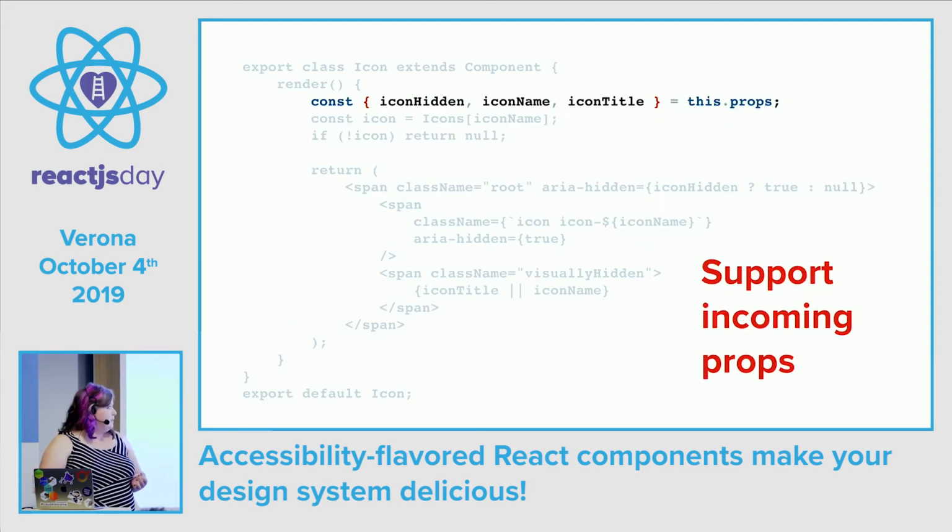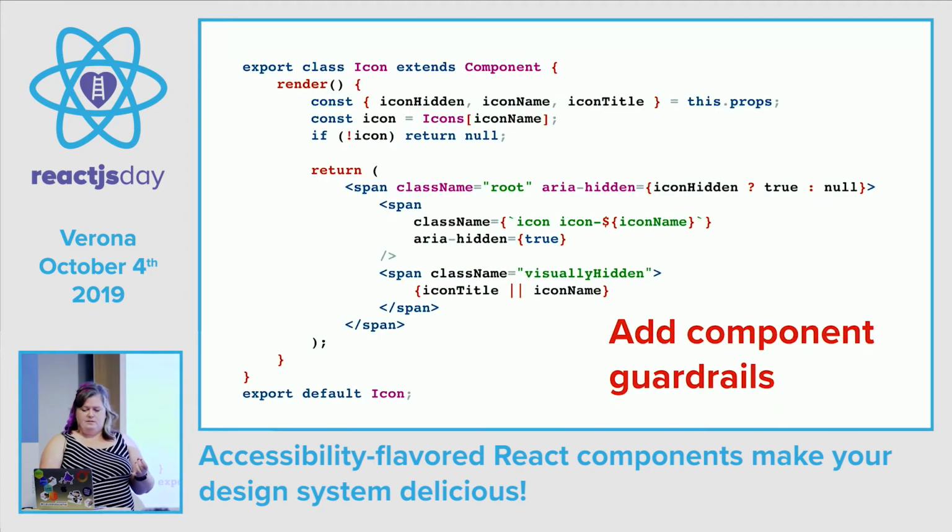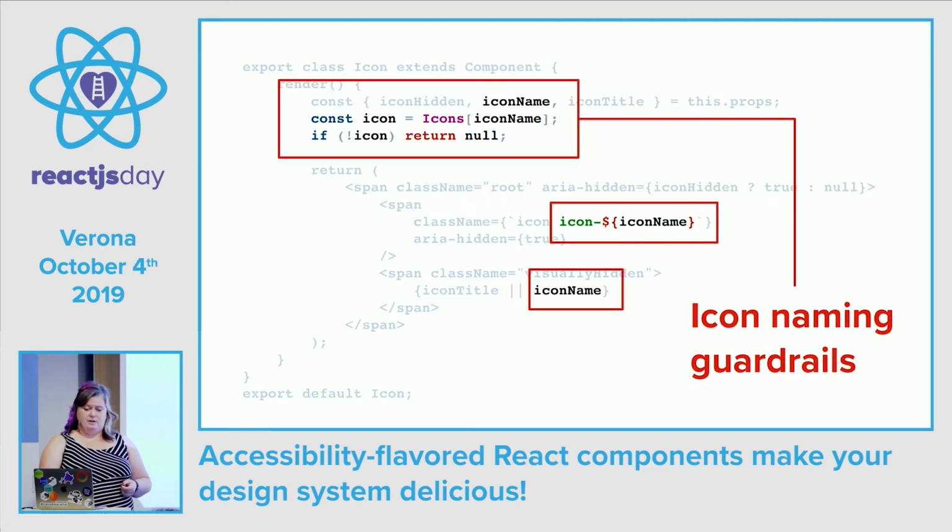First, we want to support some incoming props. So we want to support whether we want to hide or show the icon, what icon name we want to use, and any descriptive text we want to pass in. And the more important thing we need to do here is add some guardrails. So this is important for any of the devs that are new to accessibility, not really sure what to do, and this helps them stay in their lane to make sure they're using those features that you've mixed in for them. So the first guardrail we've added here is the icon naming guardrail.